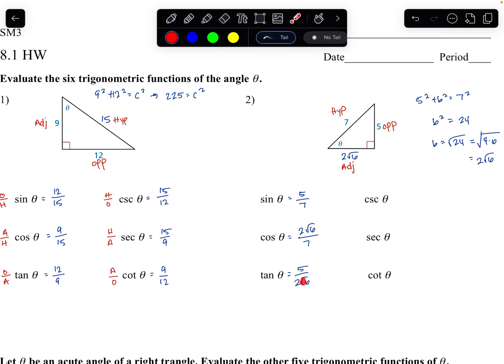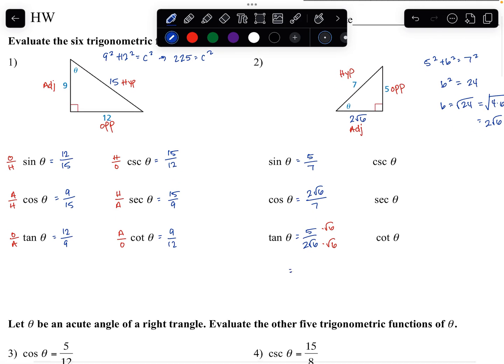However, don't leave this radical in the denominator, so we're going to rationalize the denominator. We're going to multiply the top and bottom by root 6. So that's going to make the numerator 5 root 6, and that's going to make the denominator 2 times 6, which will then just be 12.